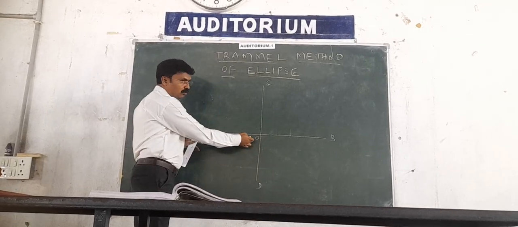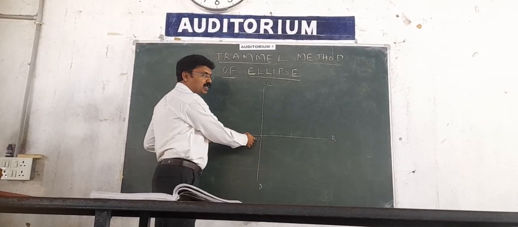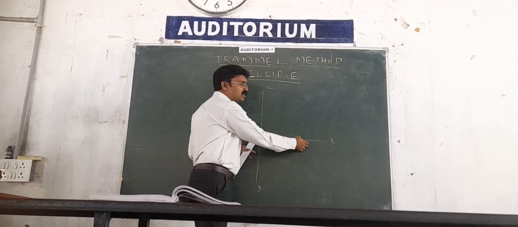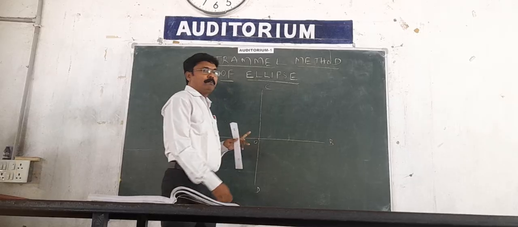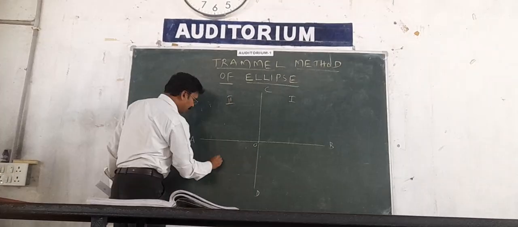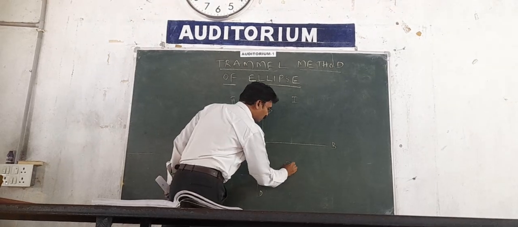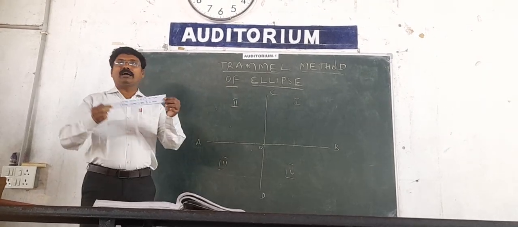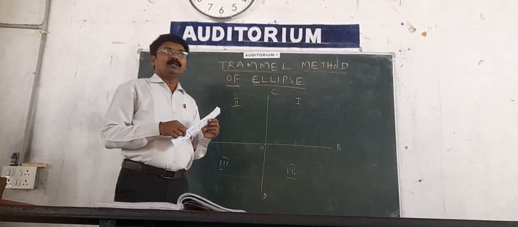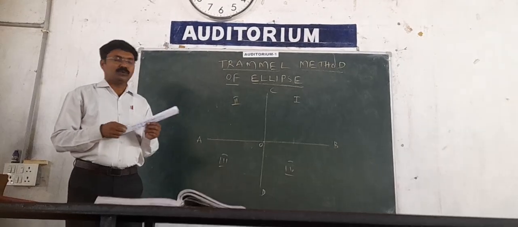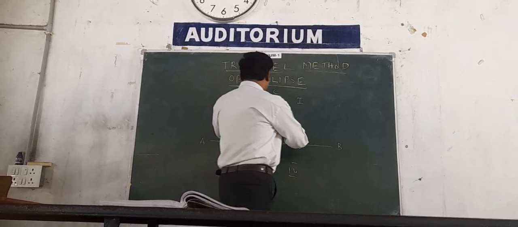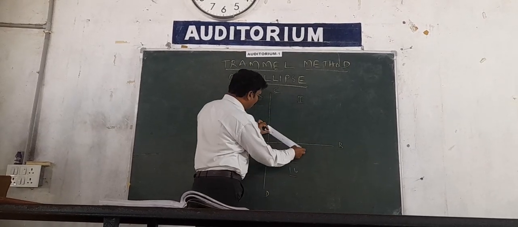So AO is the first quarter of the major axis, and OB is the next quarter of the major axis. It is the first quadrant, the second quadrant, the third quadrant, and the fourth quadrant. You have to rotate the Fresnel for all quadrants. According to our procedure, look at the N and L.